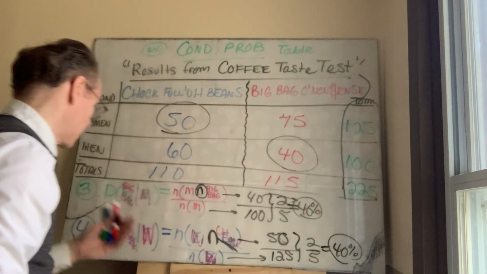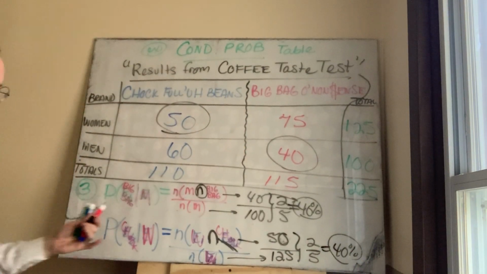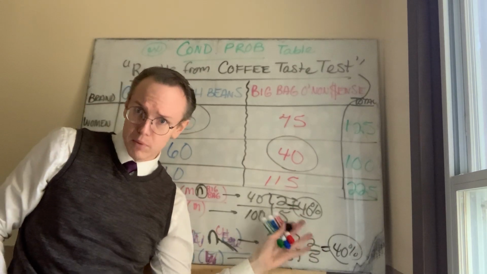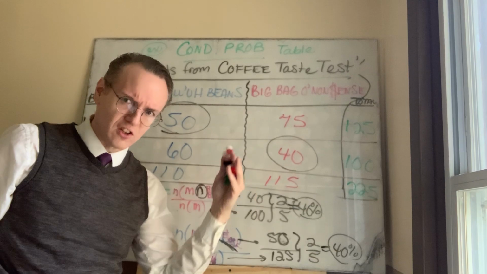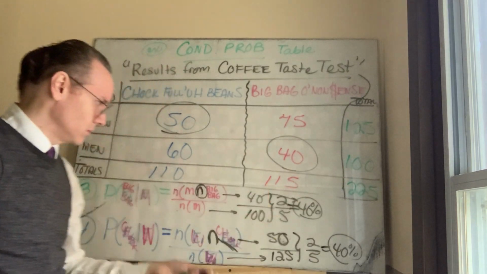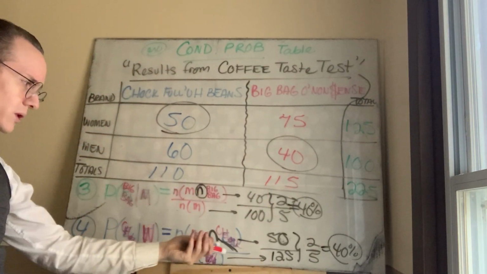So the answer to problem 3 and problem 4 is coincidentally the same probability, but it's talking about two distinct scenarios: men who like big bag of nonsense and women who like chock full of beans.